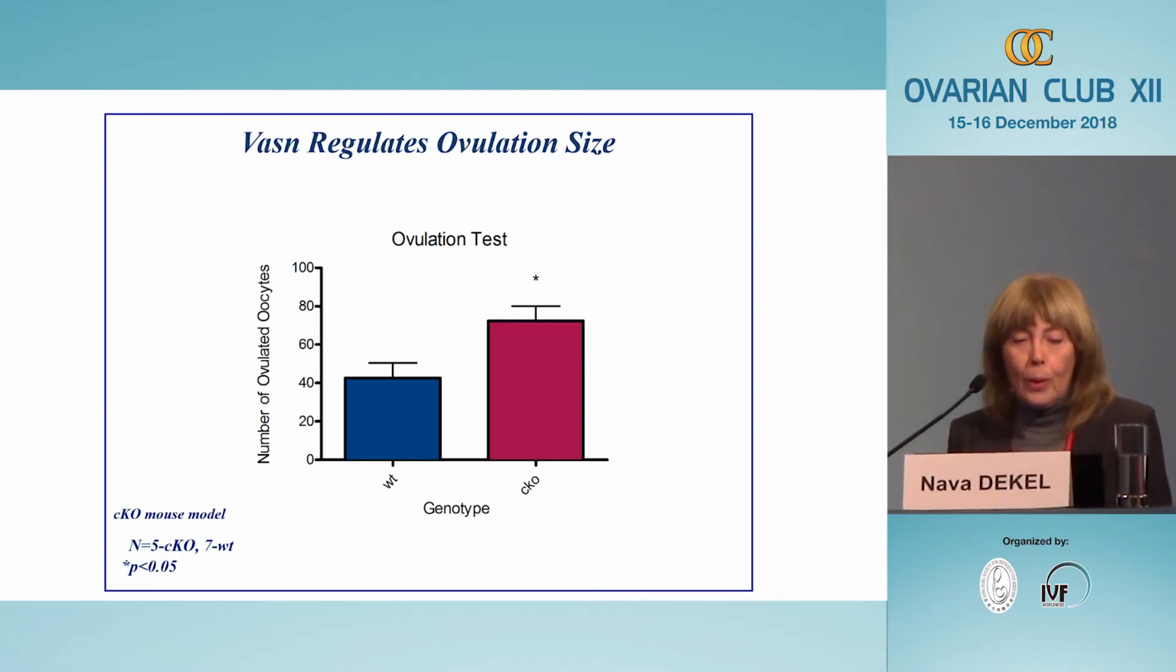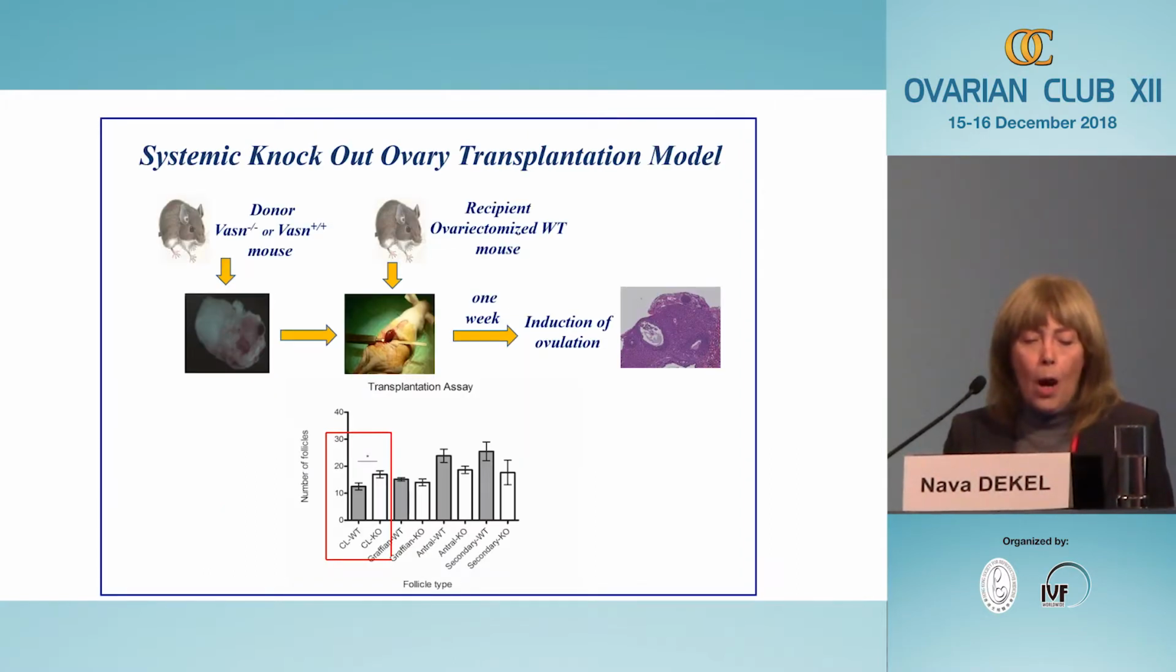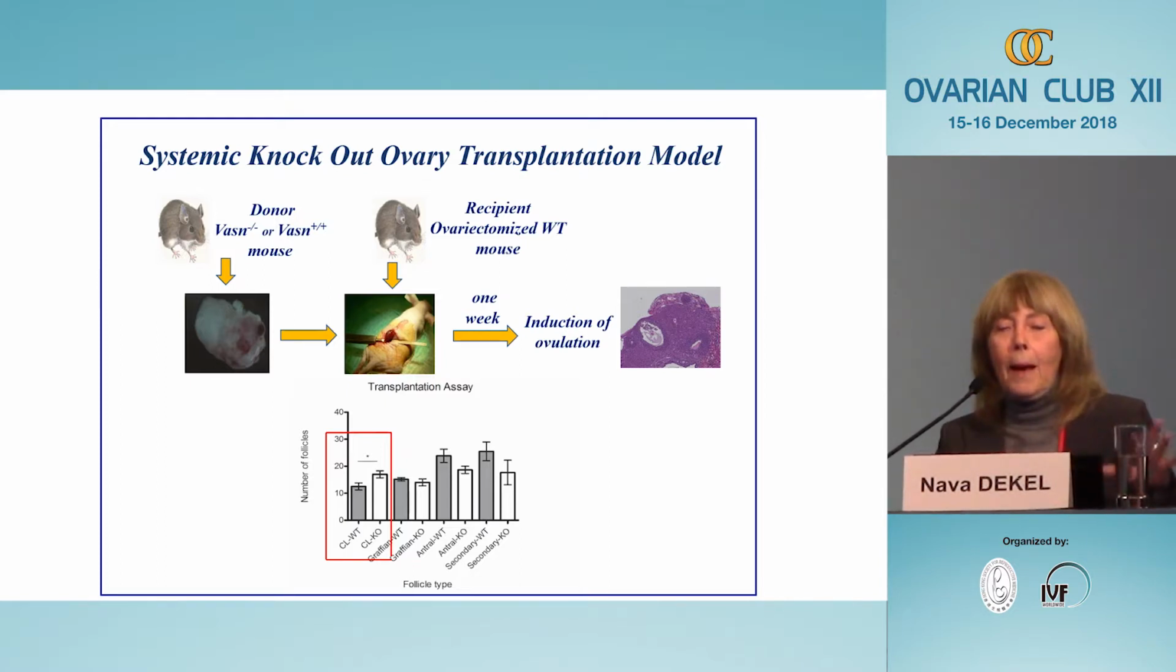This experiment was done on the conditional mouse model, and since the systemic knockout mice do not live long enough to reach sexual maturation, as they die at about 3 weeks due to severe kidney failure, we did the following experiment. We recovered the ovaries of the systemic knockout mice, and we transplanted them under the kidney capsule of wild-type mice.